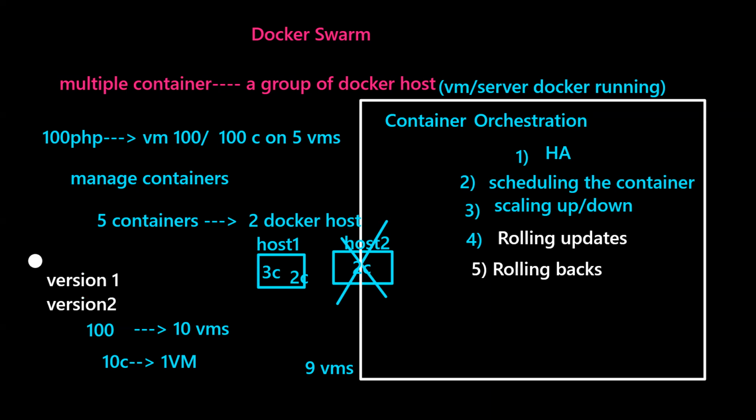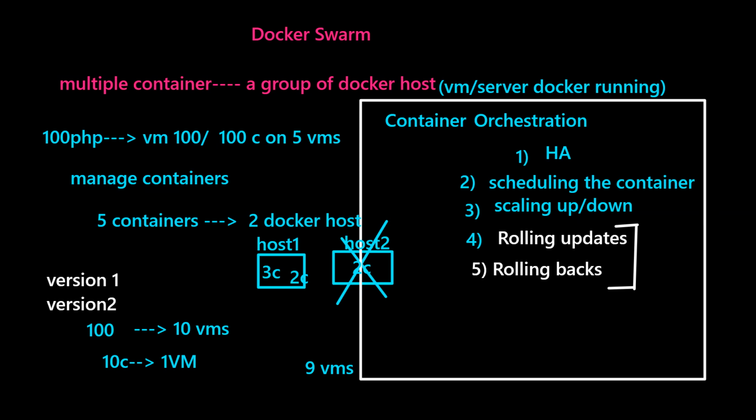Rollbacks: let's say version 2 is not doing well, there were some issues, and we want to go back to the previous version. That's a rollback. So how do you achieve it? These are some of the container orchestration features. Swarm can do all of them, but providing zero downtime for the application can be done with Kubernetes more effectively. Kubernetes can promise zero downtime, without any downtime, and it can help you upgrade.